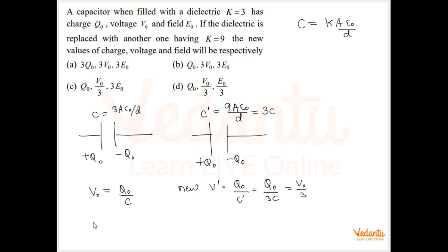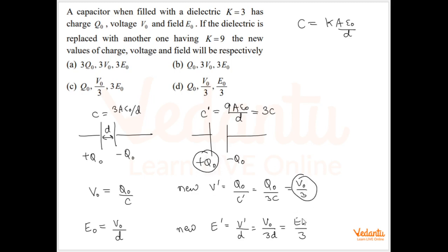The original electric field was V naught by D, where D is the distance between the two plates. The new electric field will just be V dash by D, that will be V naught by 3D, that will be E naught by 3. So the charge remains the same, potential becomes 1/3, electric field becomes 1/3. Option D would be the correct answer.